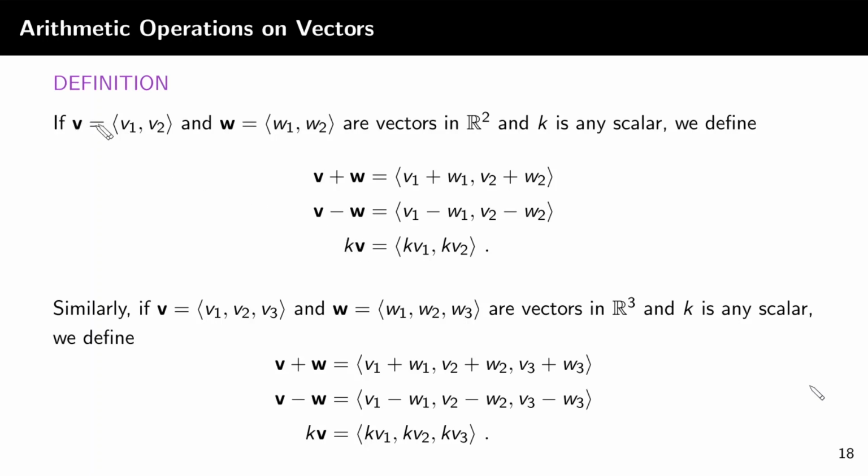So, let V be the vector with components V1 and V2, and W be the vector with components W1 and W2. So they are vectors in R2. And we have K, which is a scalar. So in other words, K is just a real number.